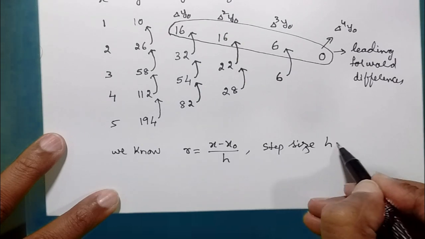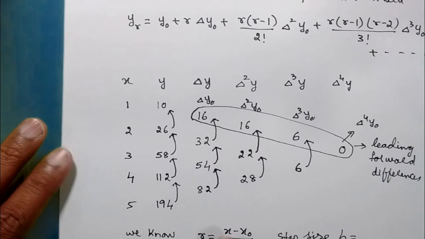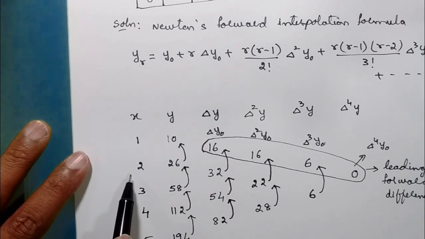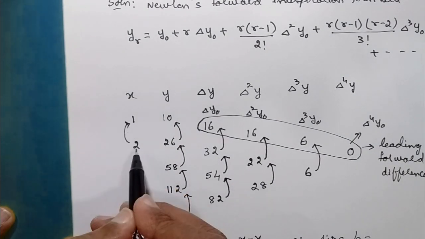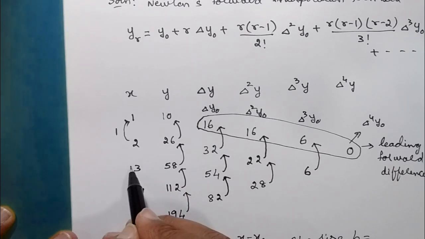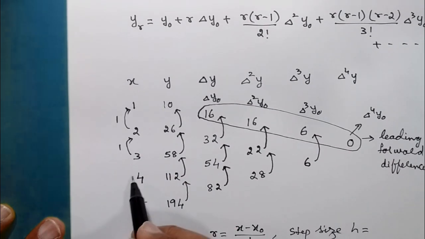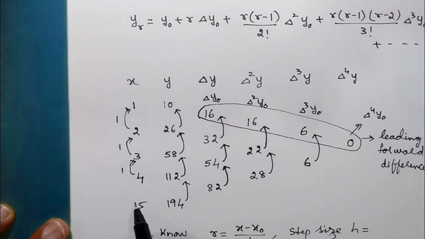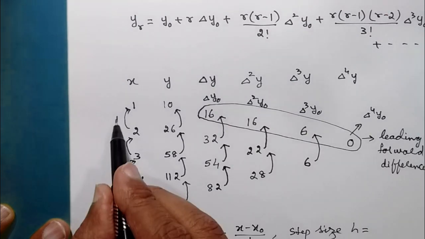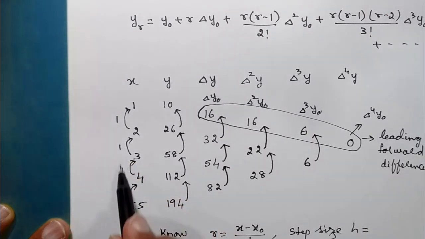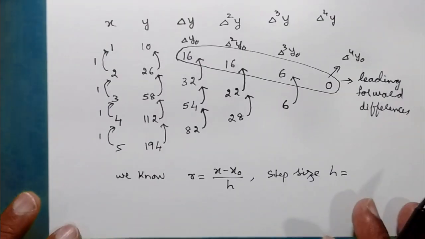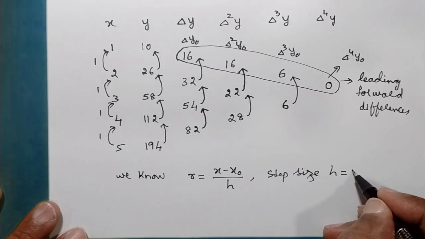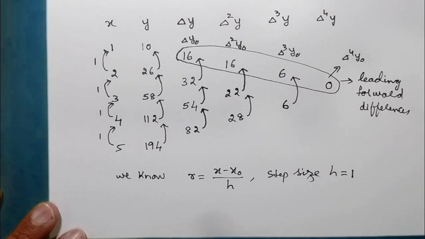Step size h will be equal to the difference of these x values. What is the difference of this x value? Try to see the difference here. 2 minus 1 will be 1. 3 minus 2 will be 1. 4 minus 3 will be 1. 5 minus 4 will be 1. So what is the difference here? It is a common difference that you can find. So this common difference represents the value of h. So the value of h will be 1, which represents the step size.